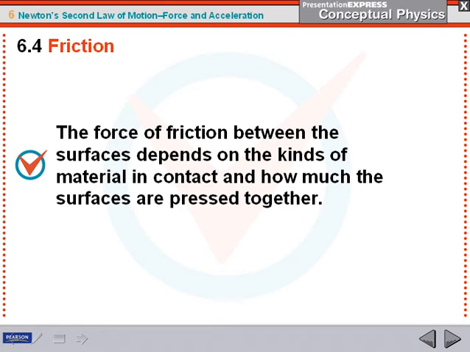Welcome to the 6.4 podcast on friction. The main idea of this podcast: the force of friction between the surfaces depends on the kinds of the material in contact and how much the surfaces are pressed together.